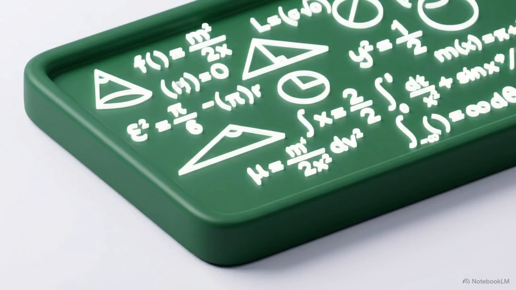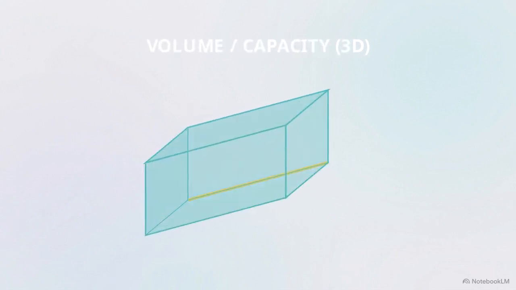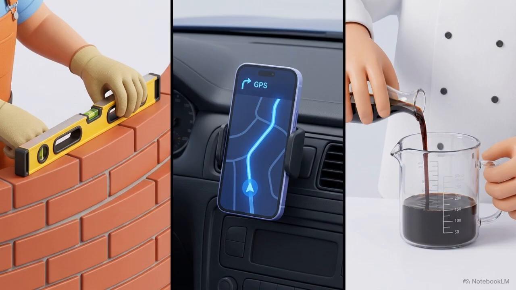Mathematics is often treated like an abstract puzzle, something that only exists on a chalkboard. We are going to pull these concepts off the page and put them directly into your hands. Because if you don't understand how to measure distance, map out a surface, or calculate capacity, you cannot build a wall, navigate to the store, or even cook a meal.